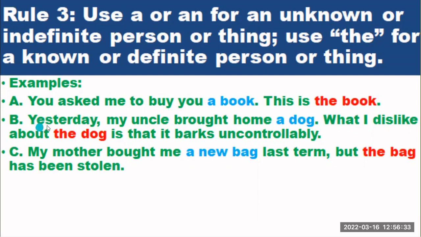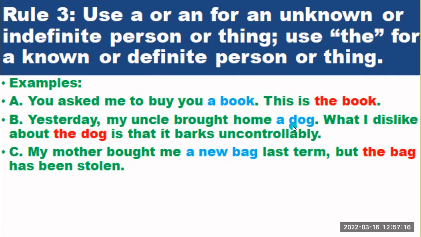Let's look at another example. Yesterday, my uncle bought me a dog. You see, the first time you are referring to this particular animal, you use the indefinite article, a. Yesterday, my uncle brought home a dog. For the first time, members of the family are getting to know about this animal. So the indefinite article is used because before this point, it was unknown. Yesterday, my uncle brought home a dog.